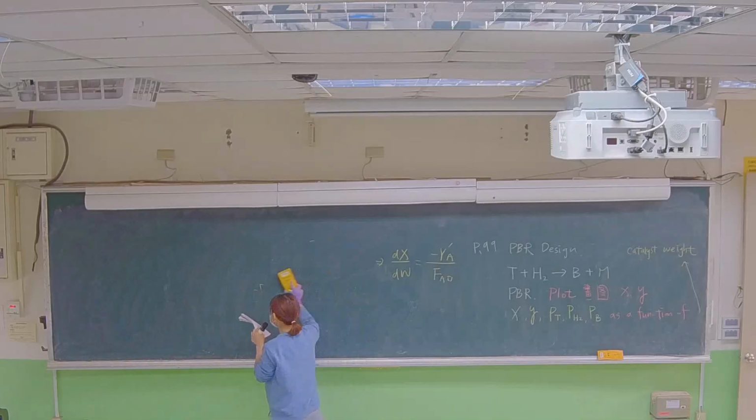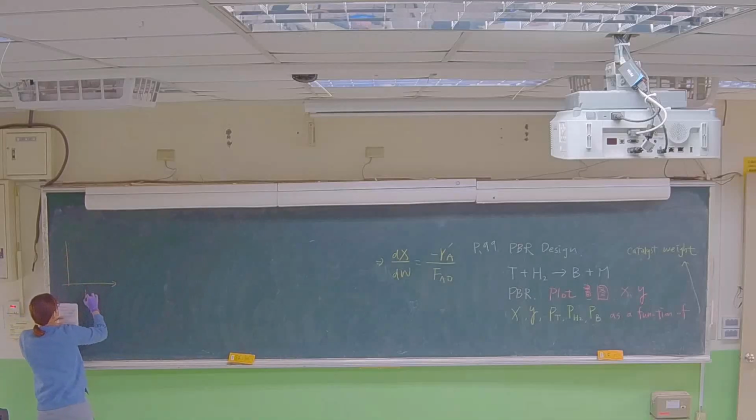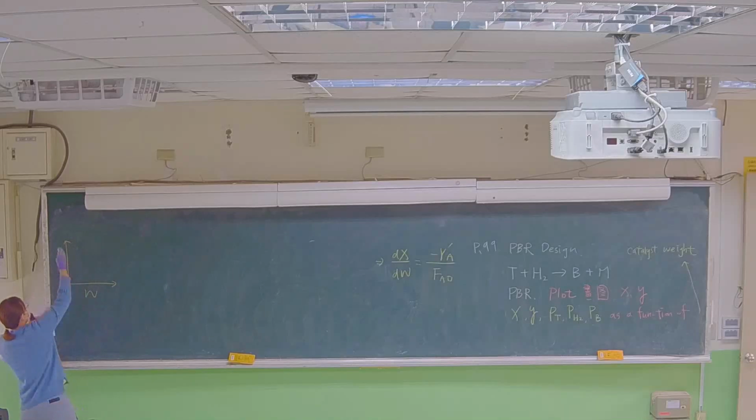So the first problem here is to draw the plot with the weight of catalyst in the x-axis, and in the y-axis you have to write down conversion, pressure ratio, PT, pH2, PN, no, PB. Okay, so you will get 5 curves. That is the first problem.